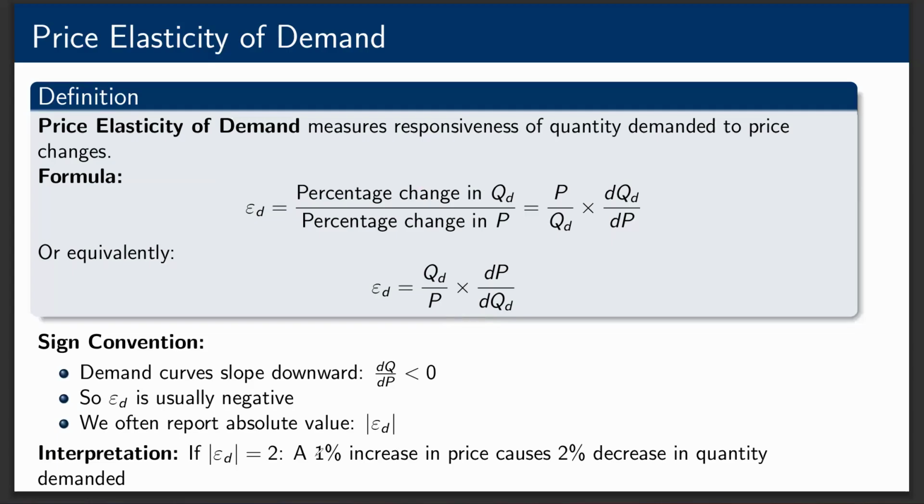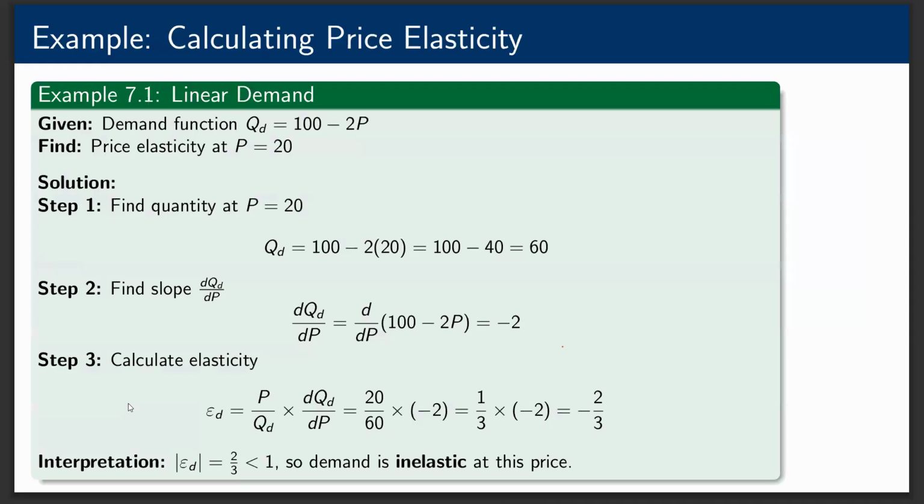When you say the elasticity equals 2, that means it is greater than 1, so it is an elastic demand. That means if price is increased by 1%, the demand will fall by 2%. If price elasticity equals 0.5, that means it is inelastic demand. That means if price is increased by 1%, the demand will fall only by 0.5 percent. Okay, that is the interpretation. Next slide.